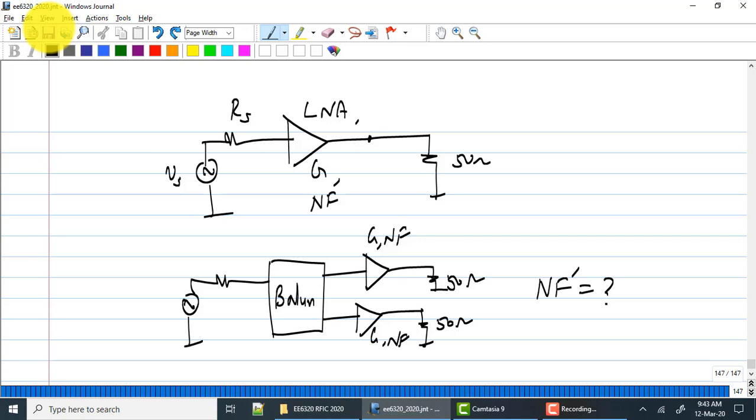In Eldo, there's no balun. How do you know there's no balun? Are you sure? The manual does not have an ideal balun. Can you put in an N port network as a sub-circuit? Of course, I'm sure you can in Eldo.